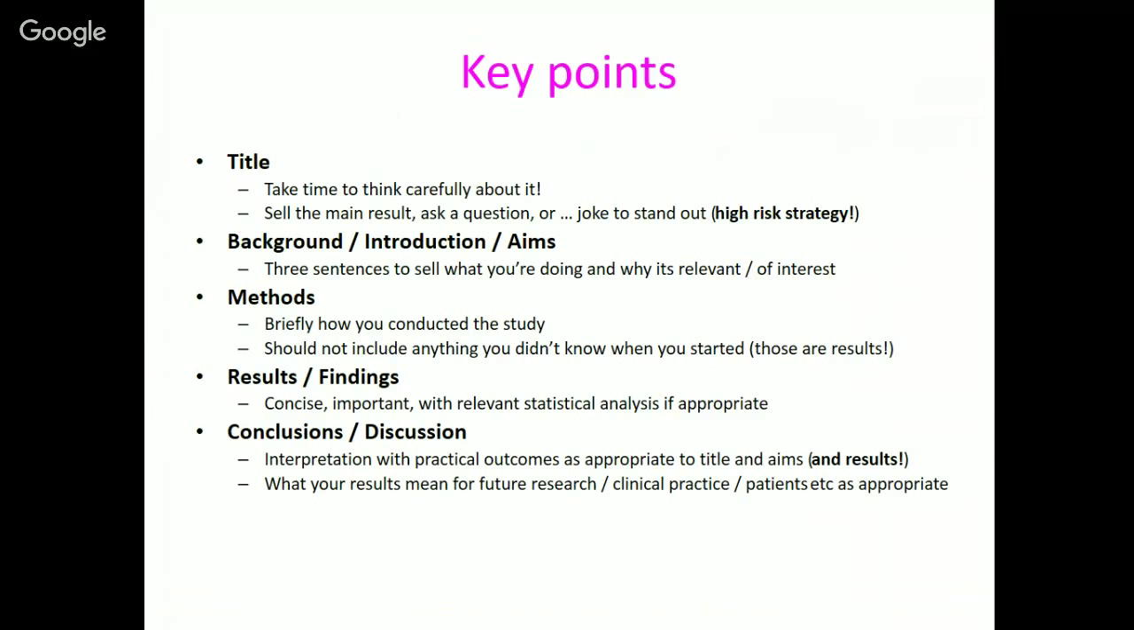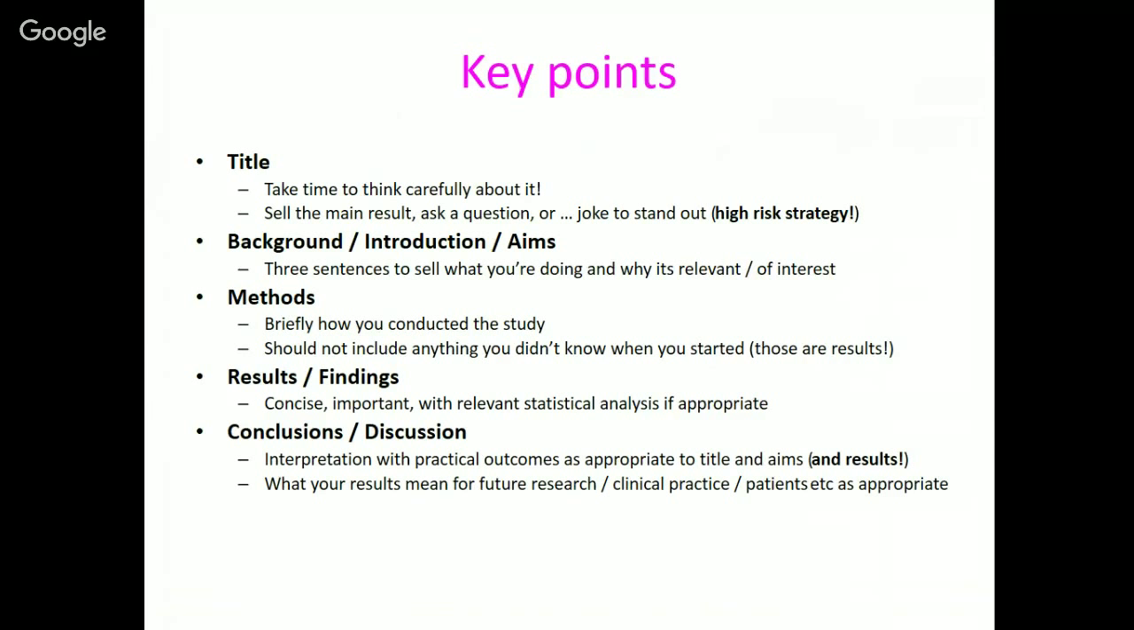The methods explains how you conducted the study, and it should include anything that you didn't know when you started. So this is often a point of confusion as to what's a result and what's a method. For example, if you were to run a survey and 100 people responded, then often that sort of thing creeps into the methods. People will write 100 people responded to the survey, but that's actually a result because the method was writing the survey, putting it online, distributing it. But how many people replied and what they said, that's a result that is one of the findings that you need to report in the next section. And as I mentioned already, that's a concise report of just the most important findings, including the basic statistical analysis, if appropriate, if you've conducted that as part of your study. And that might just be quoting the relevant p-values.